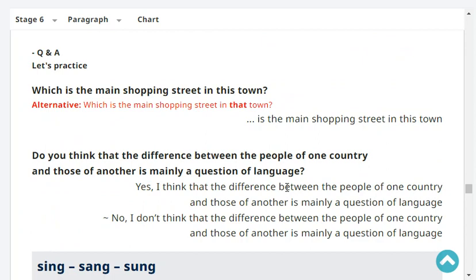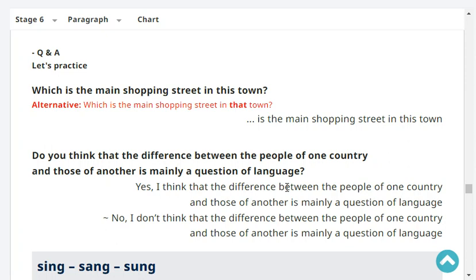Let's say ABC Street is the main shopping street in my town. Do you think that the difference between the people of one country and those of another is mainly a question of language? Yes or no?